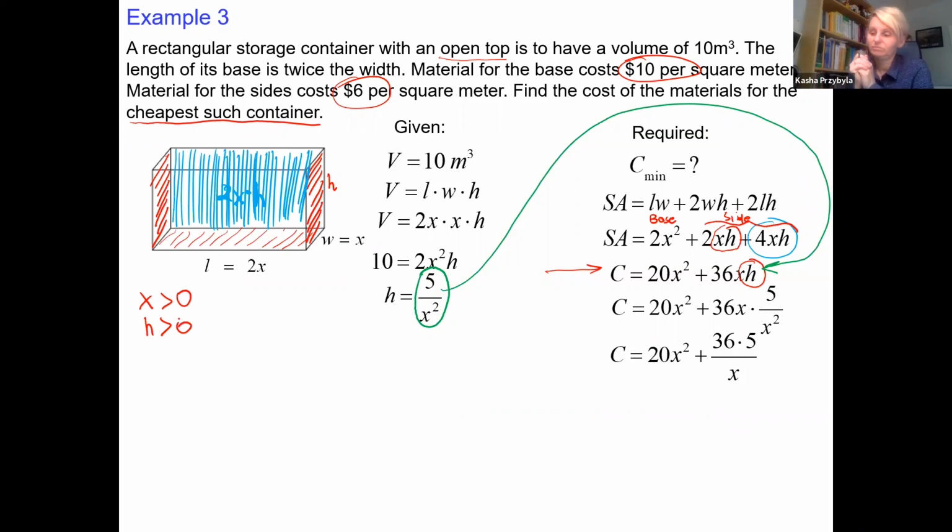Now of course we have to find critical points. Okay, we need the derivative. Derivative of 20x squared, no problem, 40x. And now we have 36 times 5, which we can probably multiply, 180. If you can help me, I think this is 180. Okay.